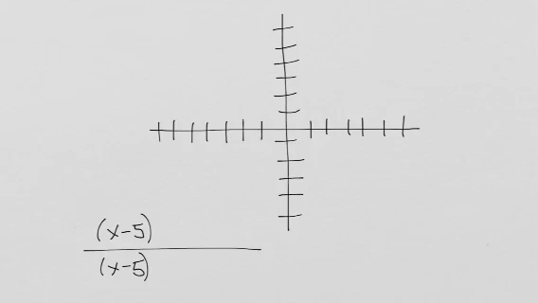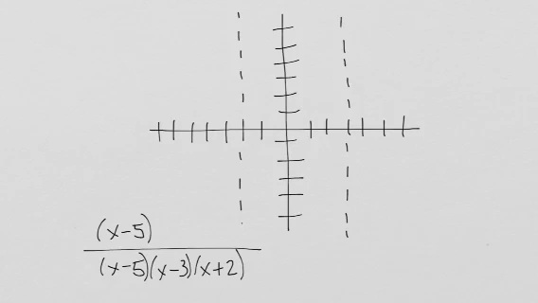I have a vertical asymptote at x equals 3. That means I have x minus 3 in my equation. Another vertical asymptote at x equals negative 2. That's an x plus 2 in my equation.